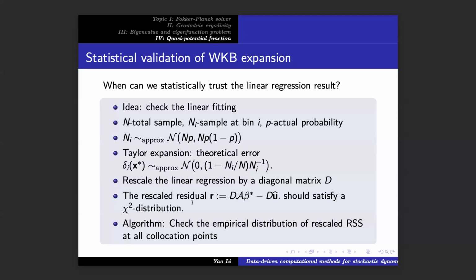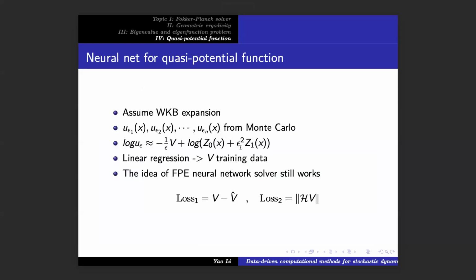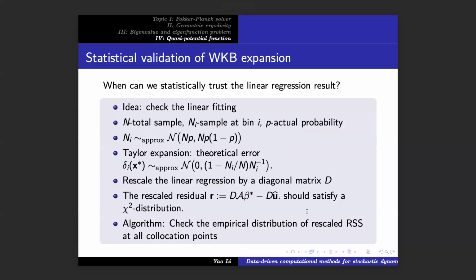And if everything is right, if you have this WKB expansion, meaning that you have this expansion without any extra terms, then you should have this residual, and this residual should be a chi-square distribution with a given degree of freedom. Okay. So how can you check whether you have the WKB expansion?